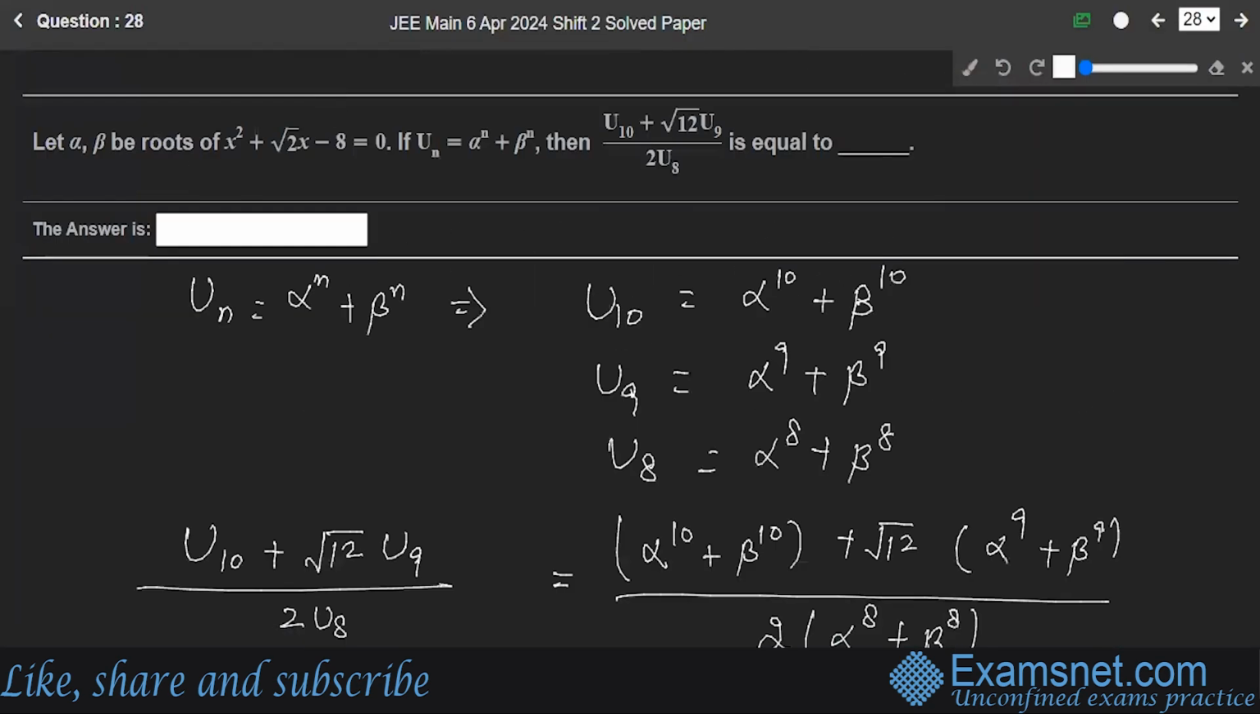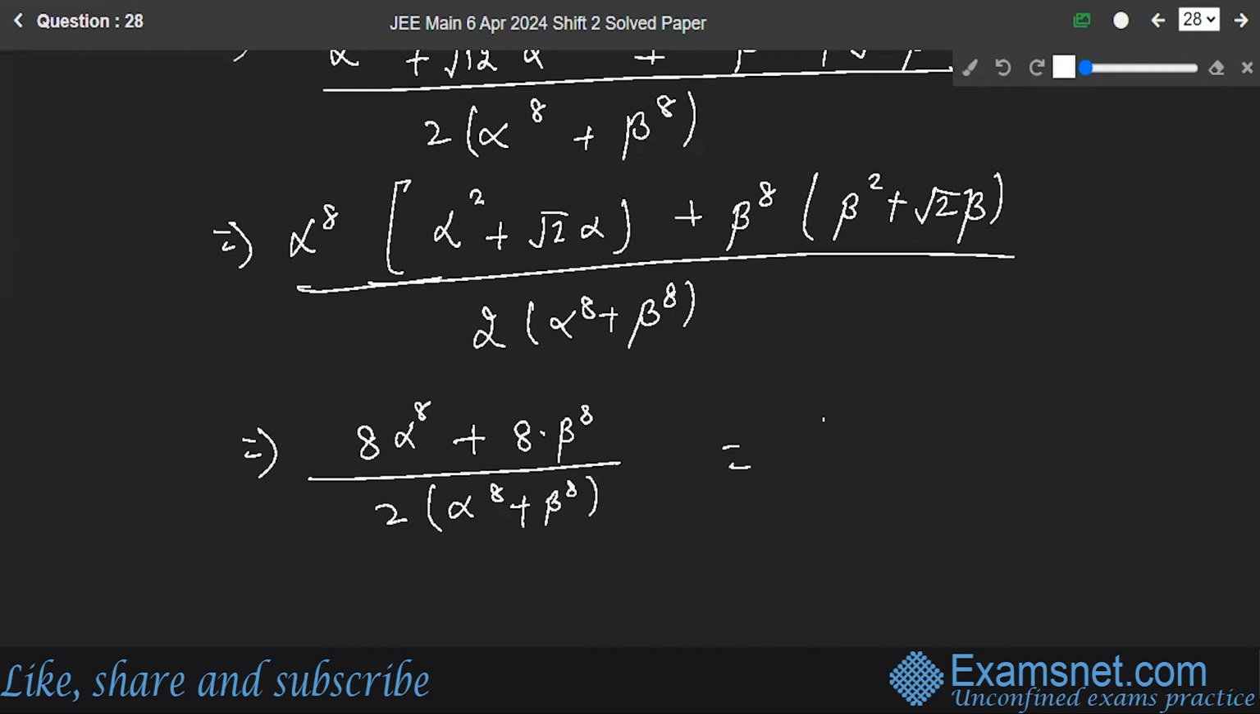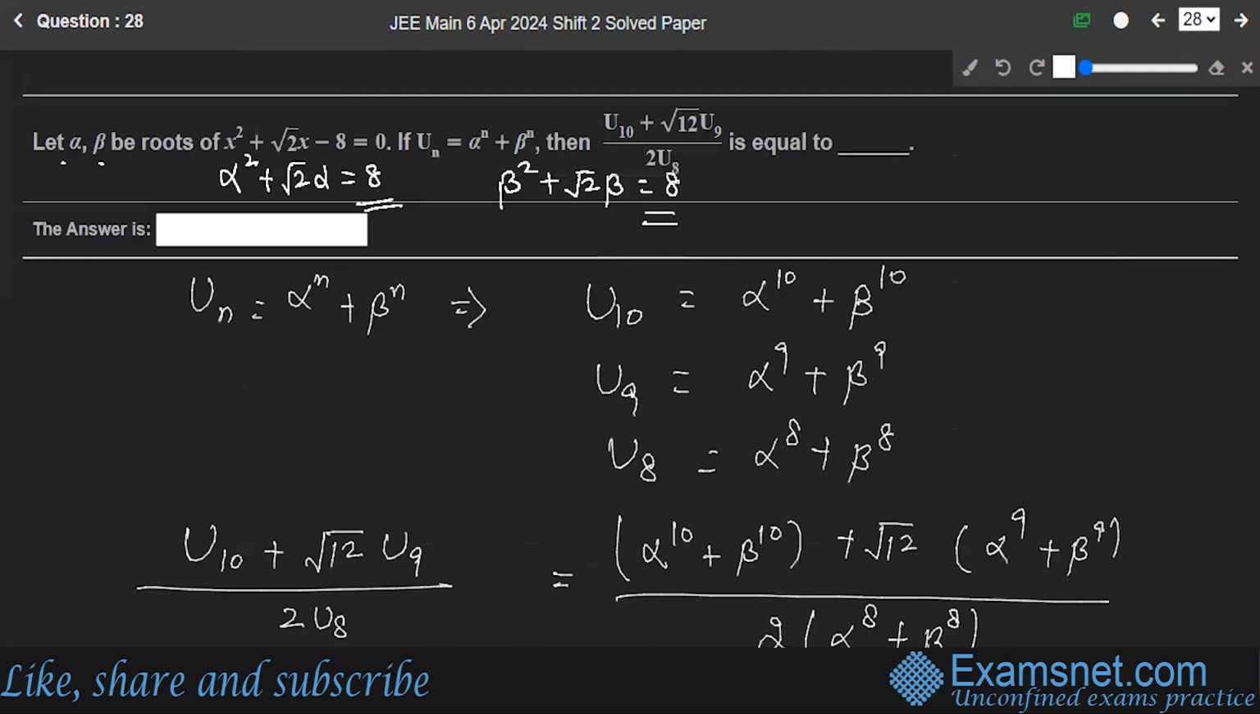Now let's go towards the equation. This is x square plus root 2 x minus 8 is equal to 0. Alpha is one of the roots and beta is also one of the roots. So that means from here you can say alpha square plus root 2 alpha is equal to 8. Also beta square plus root 2 beta is equal to 8. Both of them give you the value as 8. Let's fill in. You have 8 alpha raised to power 8 plus 8 into beta raised to power 8 divided by this. Let's take 8 common, and the numerator and denominator will cancel. You will have this as 4. So this is the answer to the question: 4.